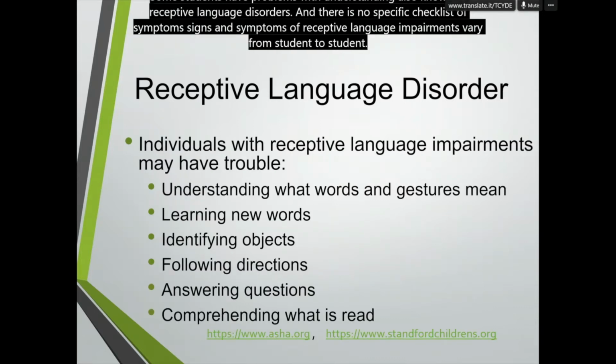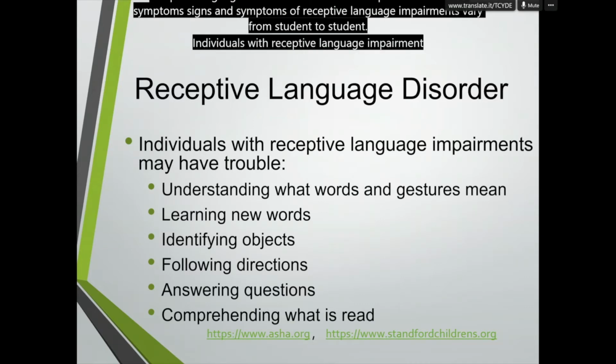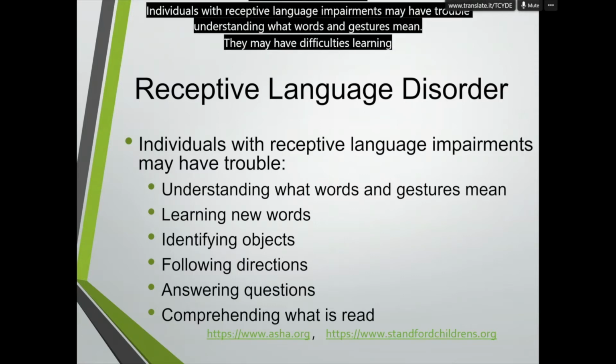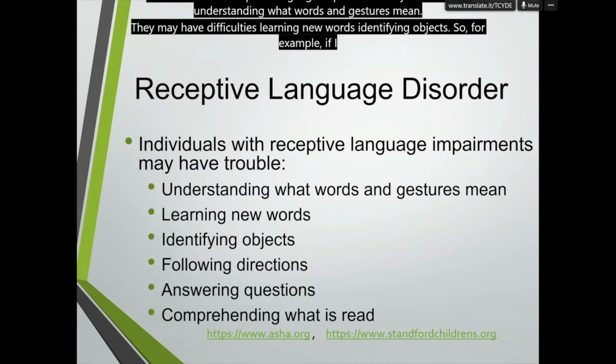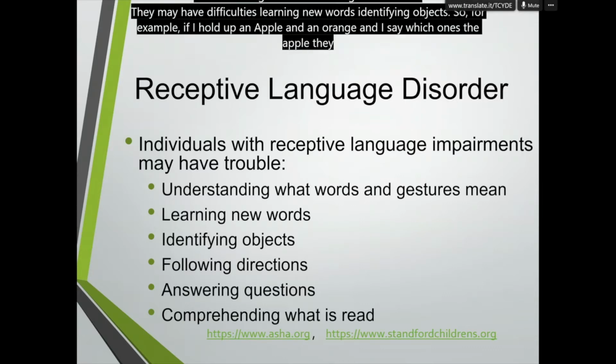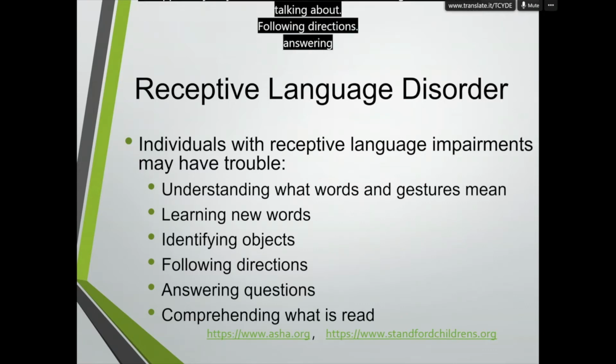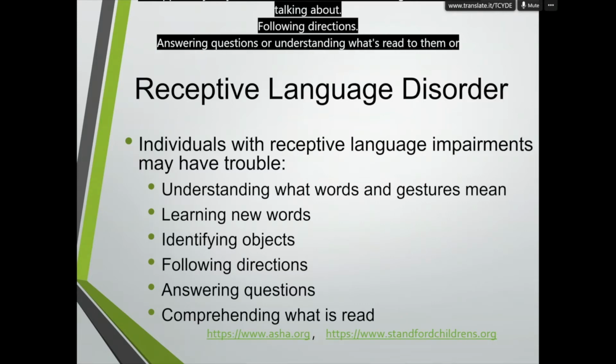Individuals with receptive language impairments may have trouble understanding what words and gestures mean. They may have difficulties learning new words, identifying objects. So for example, if I hold up an apple and an orange and I say, which one's the apple? They may have a difficult time understanding which one I'm talking about. They may also struggle with following directions, answering questions, or understanding what's read to them, or what they are reading if they're able to read.